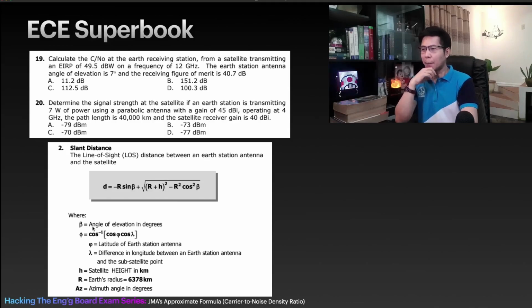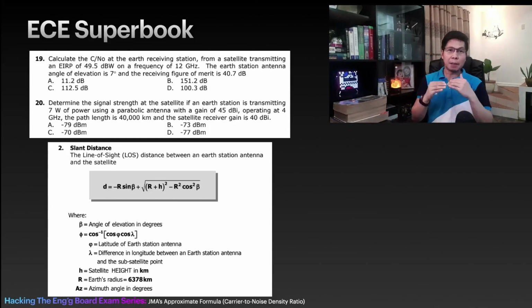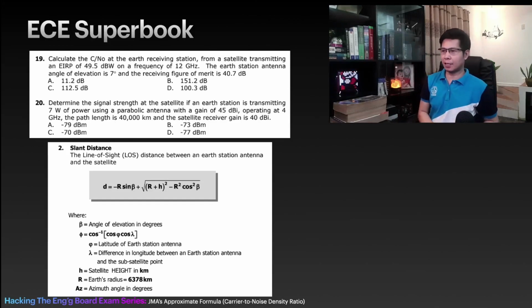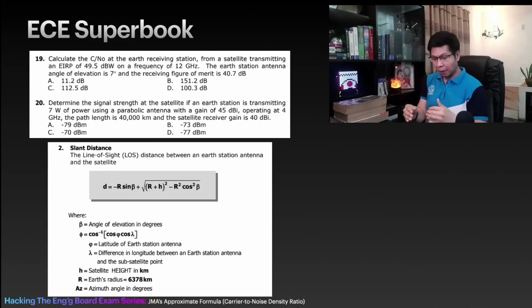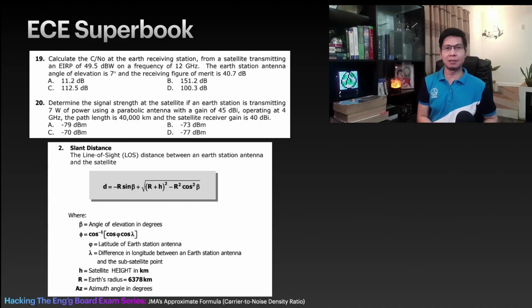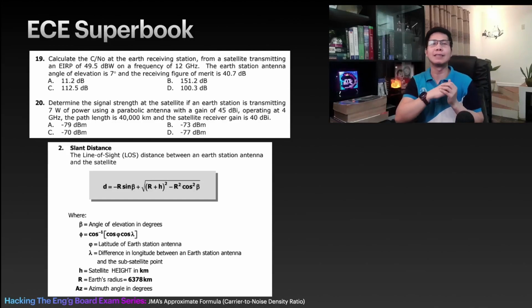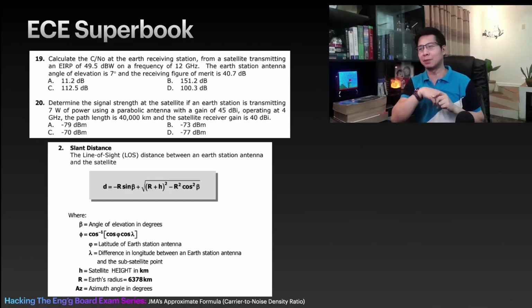Now, sabi natin kanina, pag nagpa-pile up na yung mga formula sa utak mo, kahit napakasimpleng formula, medyo burden na yon. What more kung itong formula na ito? Distance is negative r sine beta plus square root of (r plus h) squared minus r squared cosine squared beta. Naku, ang bigat niyan. Ang bigat niyan sa memory, kumbaga sa computer. Parang Chrome ito. Parang Google Chrome. So, ang hirap niyang i-absorb pag masyado na madaming laman yung utak mo.